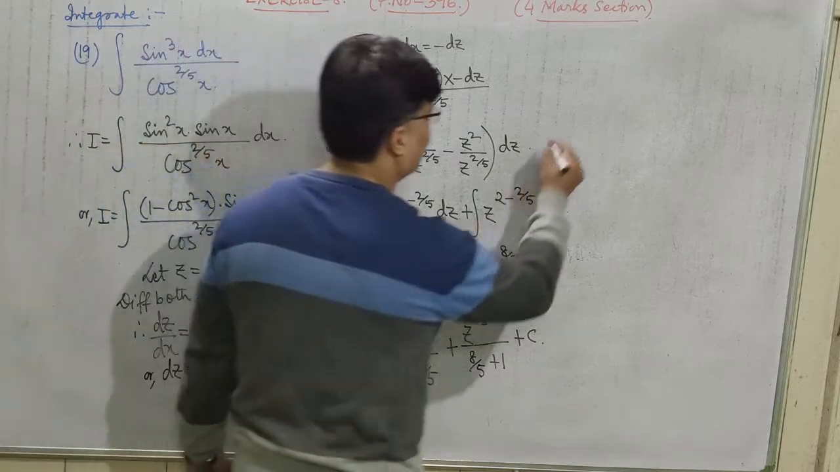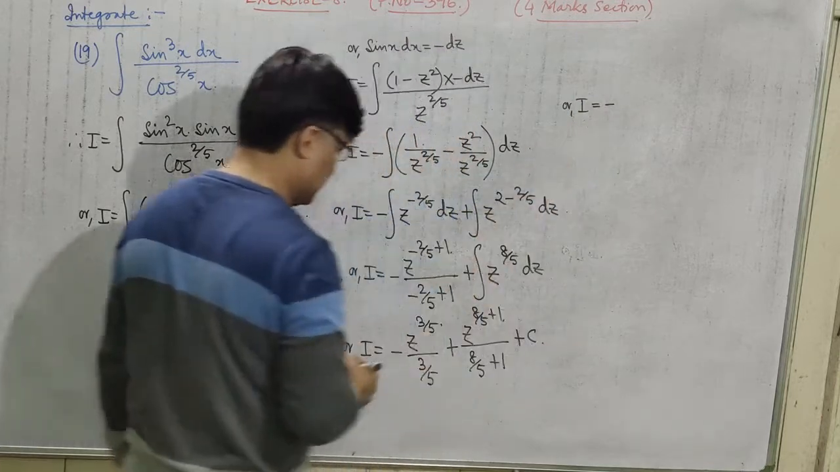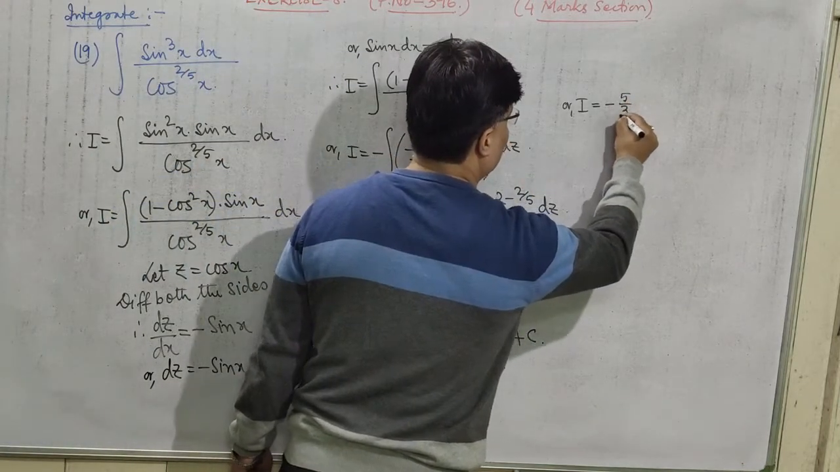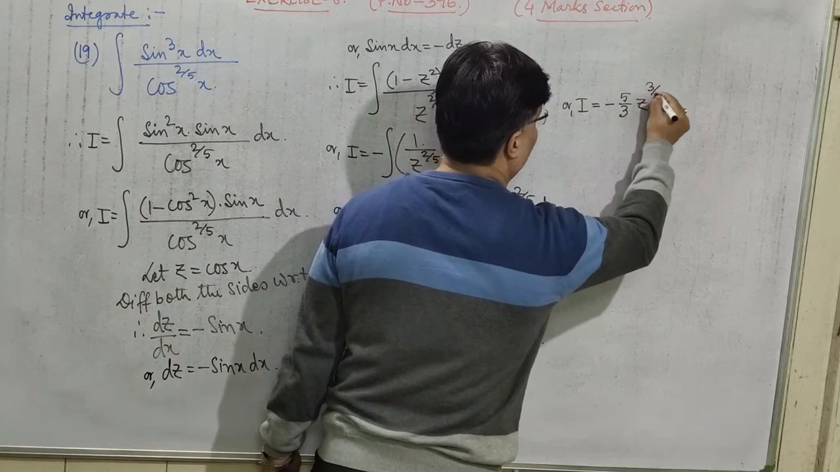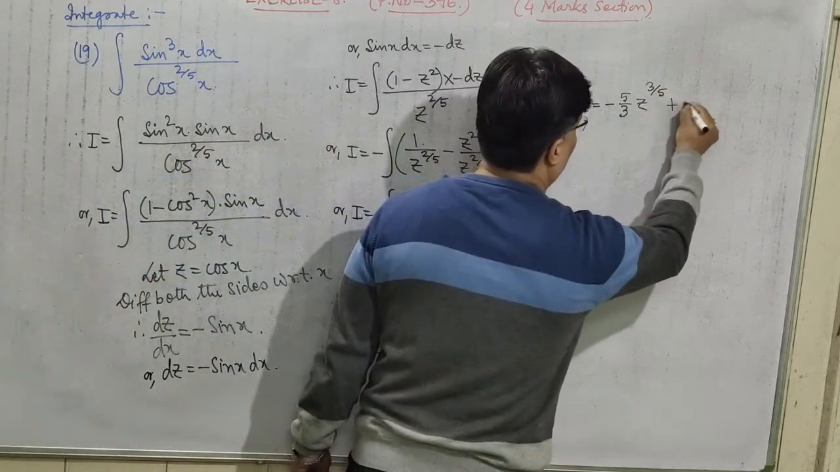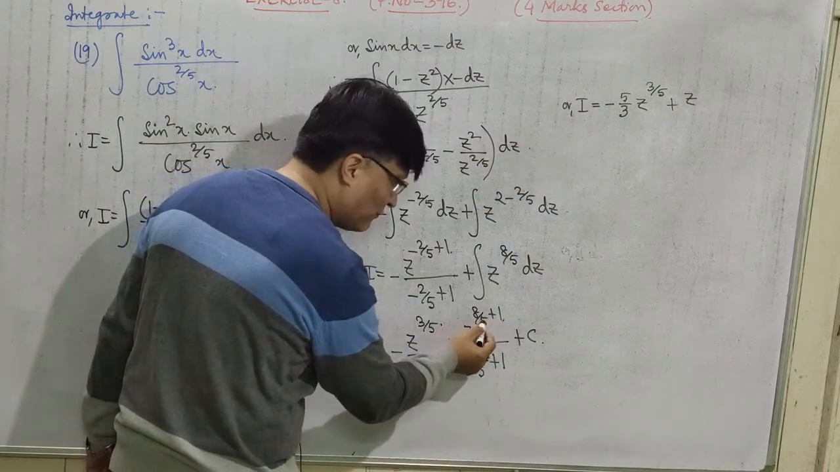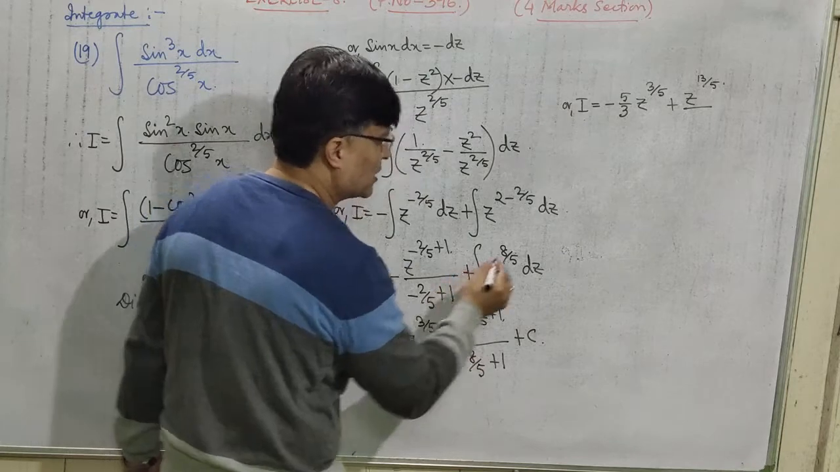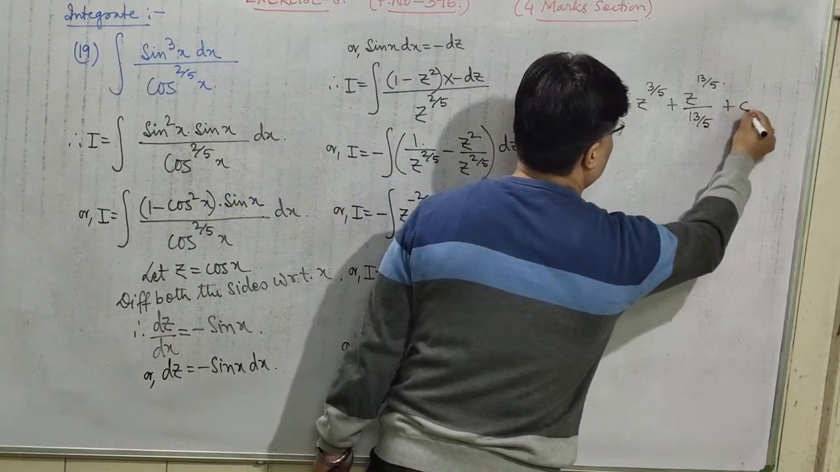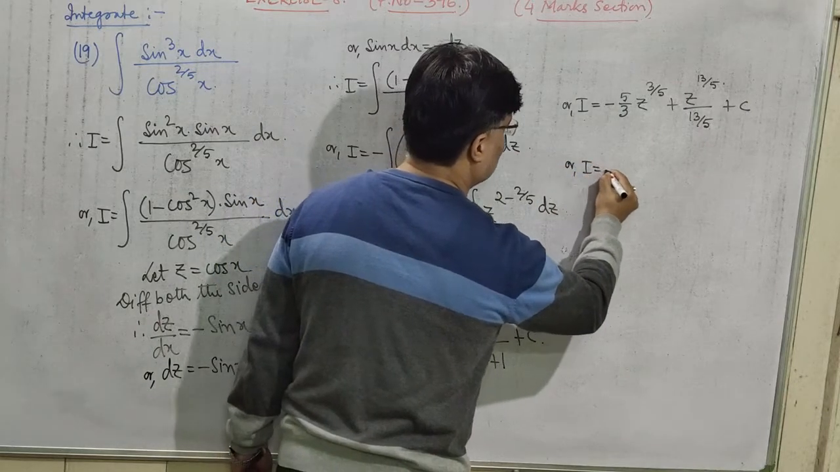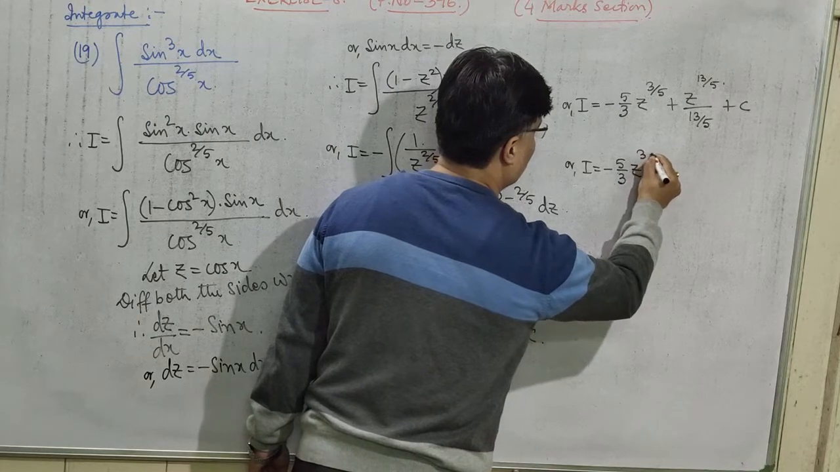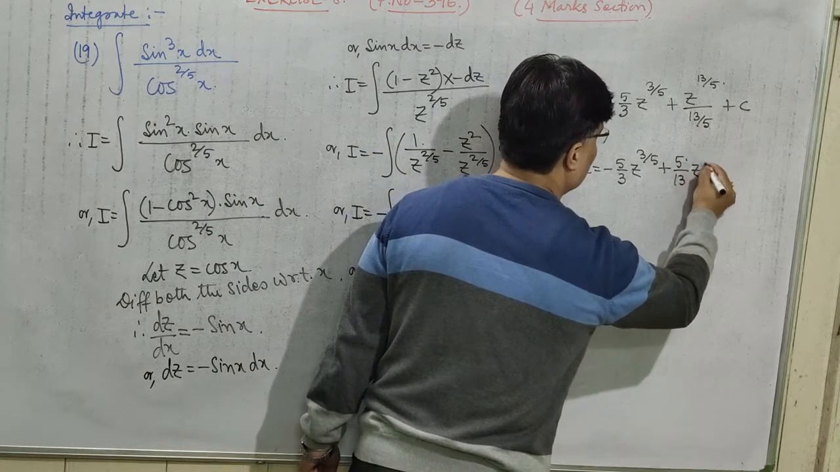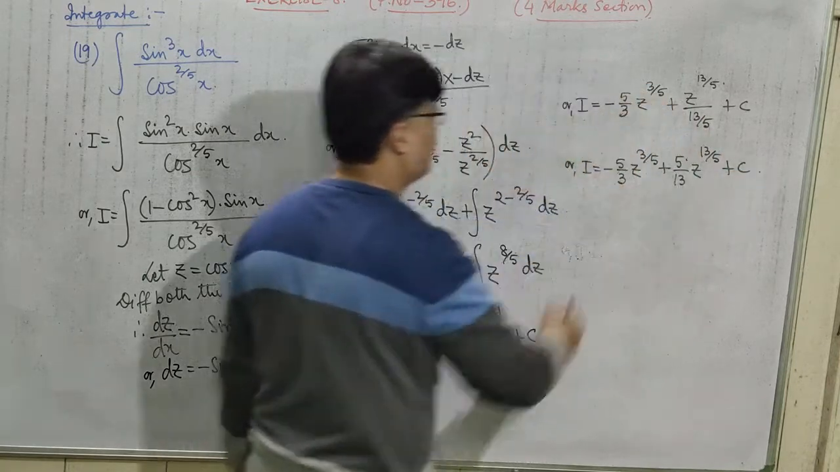So now let us simplify it. Or I is equal to minus sign. So 3 upon 5 is in the denominator. When it goes up in the numerator, it becomes 5 by 3, then z to the power 3 by 5, right? Then plus sign, z to the power, simplify it, 8 by 5 plus 1, 5 ones are 5 plus 8, 13 by 5, divided by 13 by 5, plus c, right? So or I is equal to minus 5 by 3 z to the power 3 by 5 plus, similarly you can simplify it, this is 5 by 13 z to the power 13 by 5 plus c, okay.